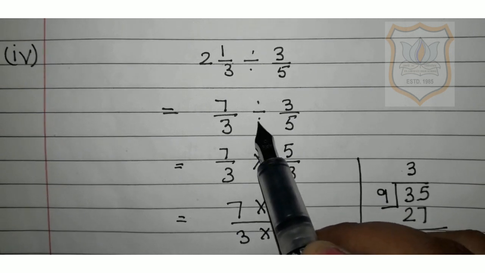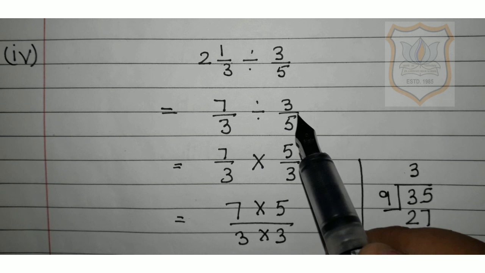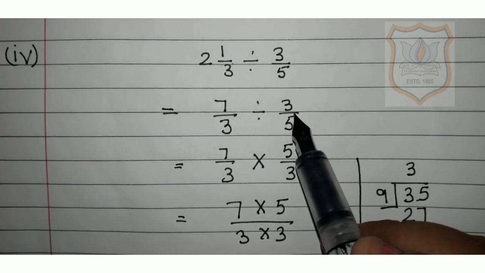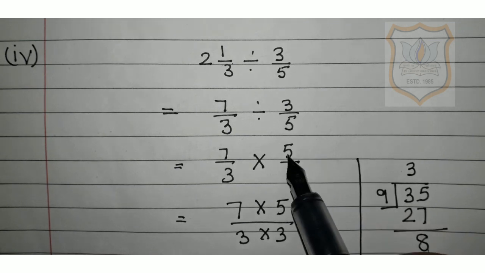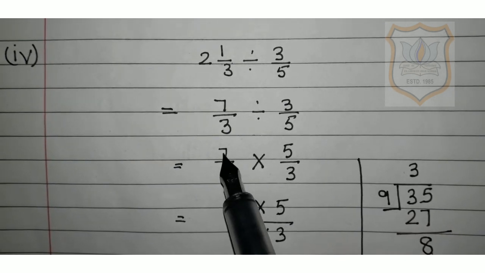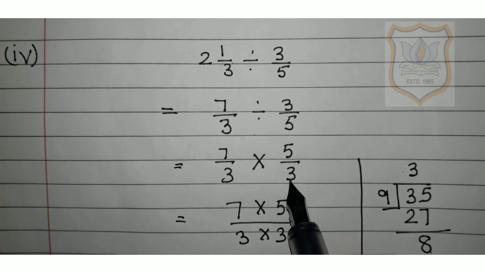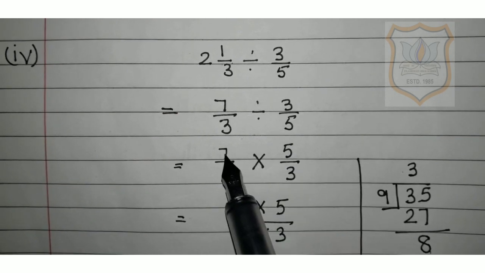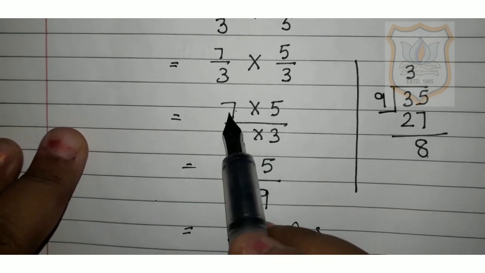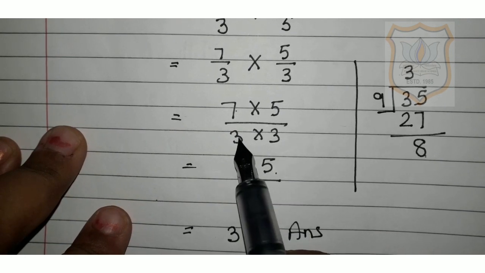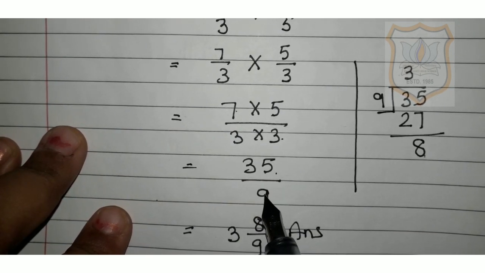Then we will convert this division sign into multiplication sign, and the reciprocal of the fraction 3 upon 5 will be taken. So the reciprocal of 3 upon 5 is 5 upon 3. Now 7 upon 3 multiplied by 5 upon 3. According to the formula, numerator is multiplied by numerator and denominator is multiplied by denominator. So 7 into 5 upon 3 into 3. 7 5s are 35 and 3 into 3 is 9. Now our fraction will become 35 upon 9.